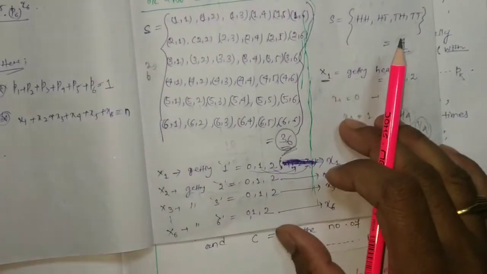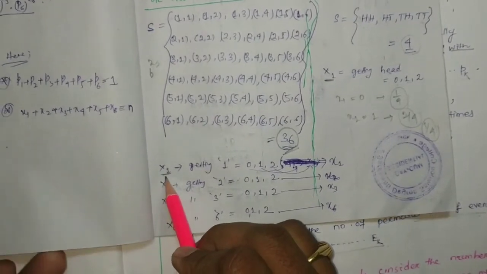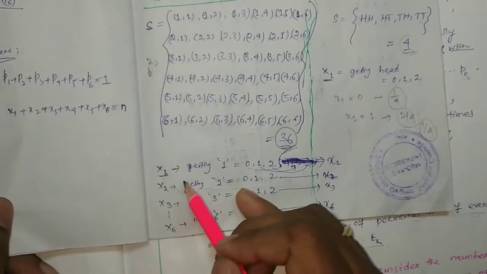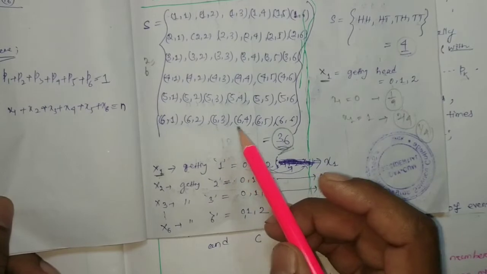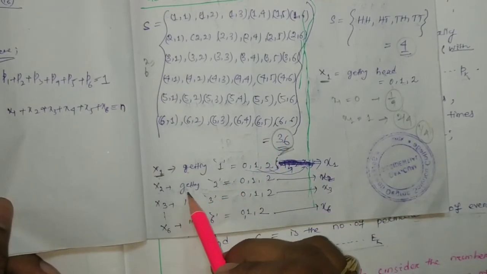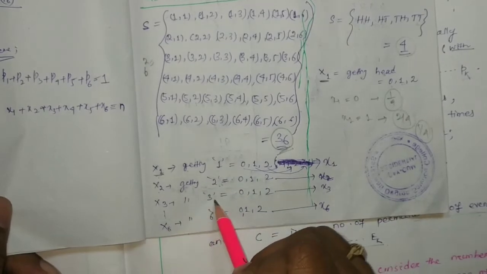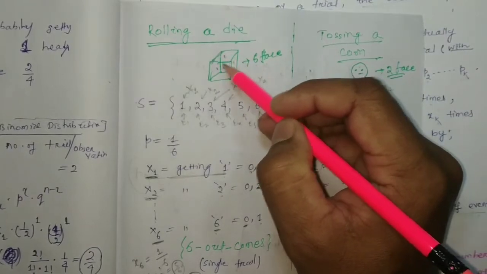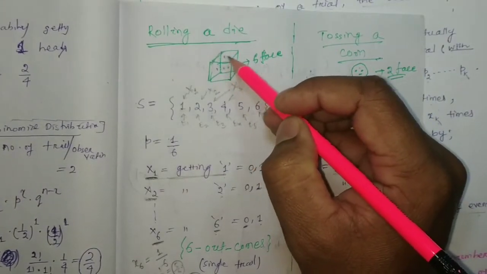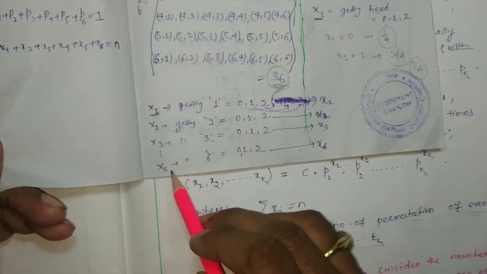So now here X1 is the random variable, one random variable represents getting number 1. Okay, X2 represents getting 2, X3 represents getting number 3. Whenever I'm rolling the dice, what is the face number? Like that, X3 getting 3, X6 getting 6.